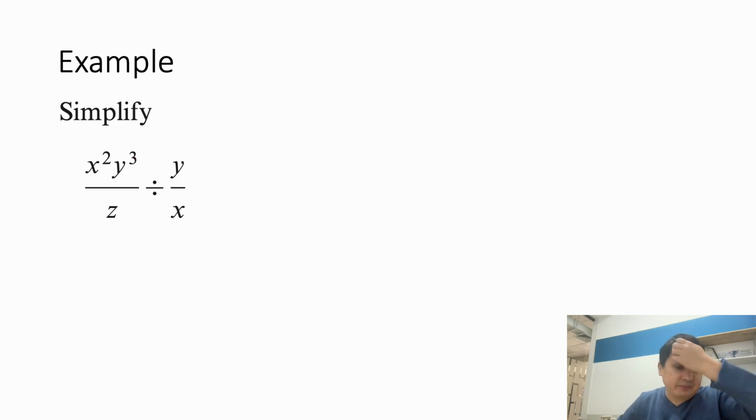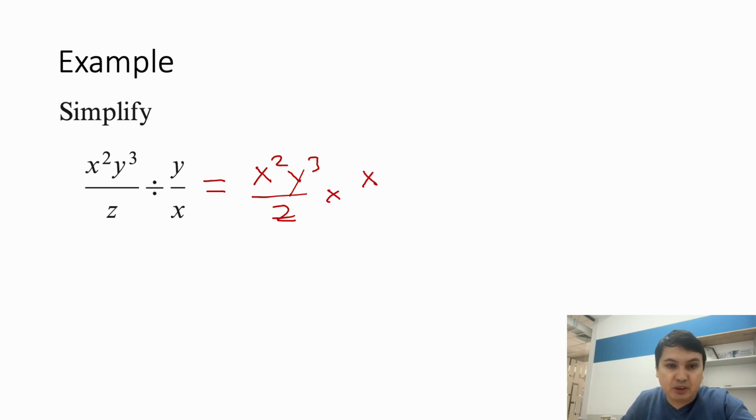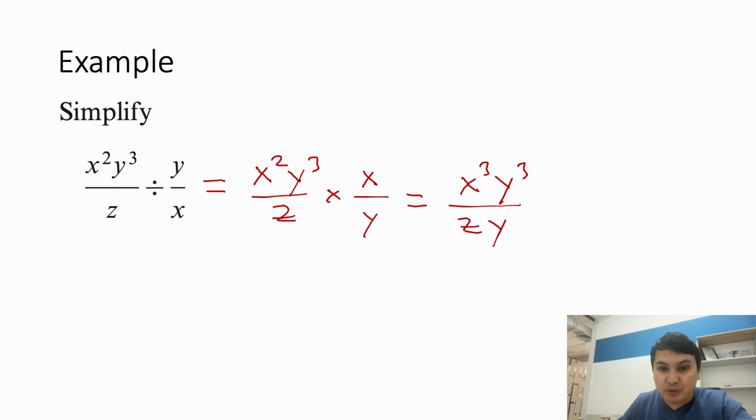One last example. Okay, x squared, here I get x squared y cubed divided by z. Let's write that as multiplication by inverting the second term. So it becomes x over y. Then what do I have? If you multiply the numerators, you get x cubed, y cubed. Here I have z and y. Now, what is y cubed? y cubed is y times y times y. So I can cancel one of the y's from the top with one of the y's from the bottom, right? So then here I would get y squared left, right? Two of the y's left. Hence, what do I get? I get x cubed y squared over z.